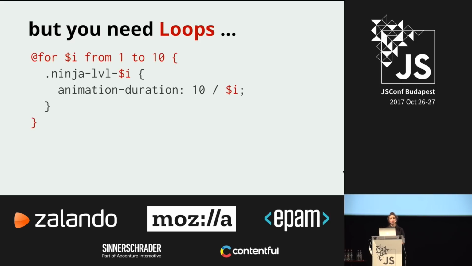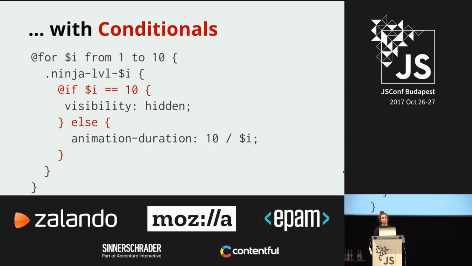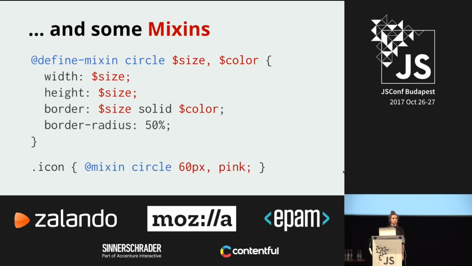Another thing that you can do is add conditionals. So if the ninja level is 10, it will be invisible, otherwise it will take some time. Does it make sense? No, but I hope you get the idea, okay? Another thing that you can do is add some mixins. I will talk more about them later.